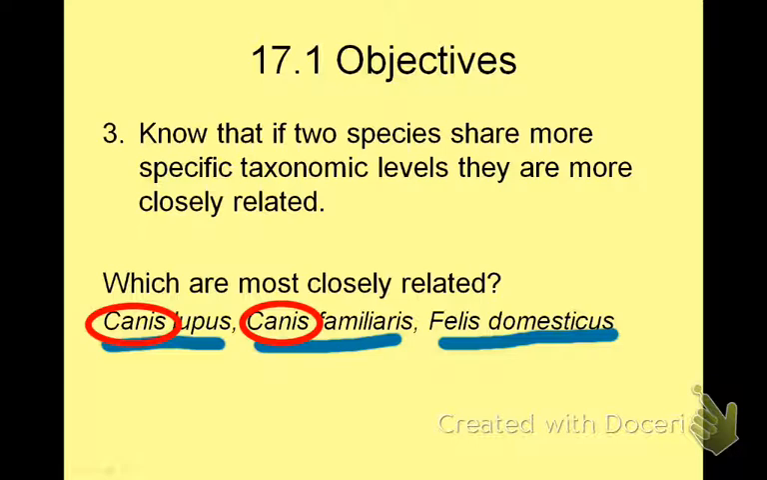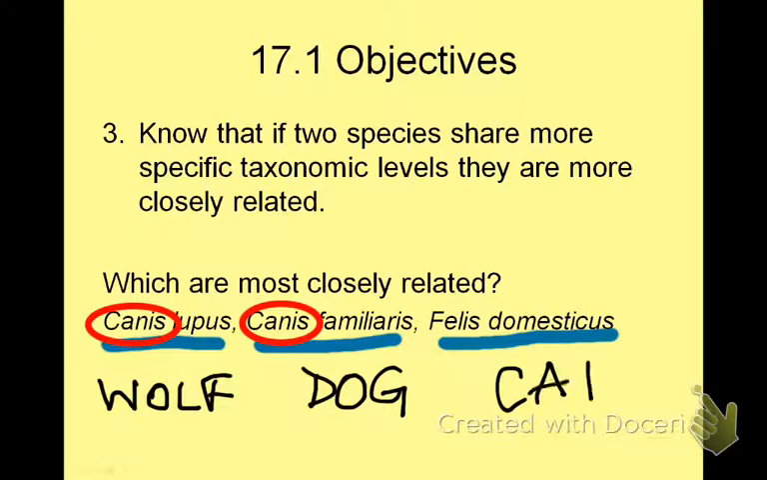Now, to be fair, I'll give you what these different ones are. Canis lupus is a wolf. Canis familiaris is a dog, and Felis domesticus is a cat.